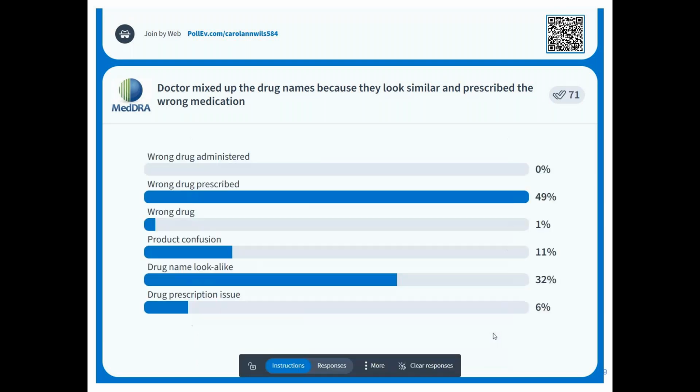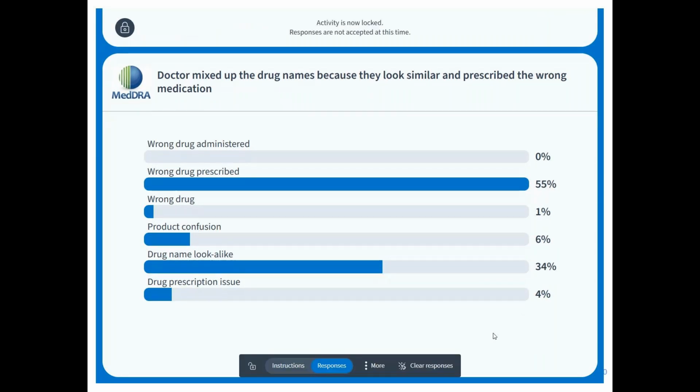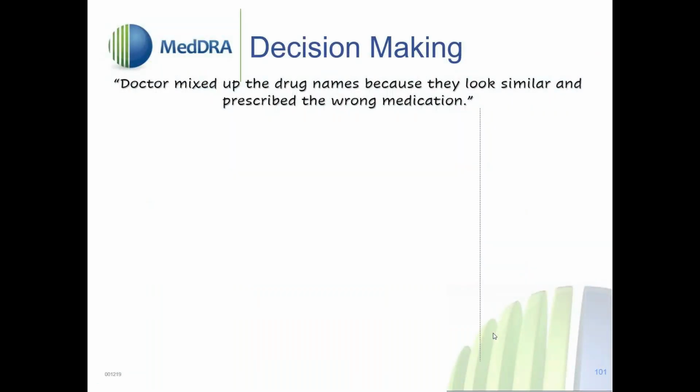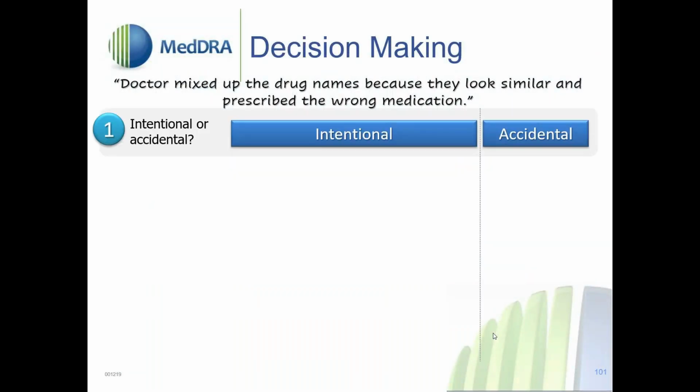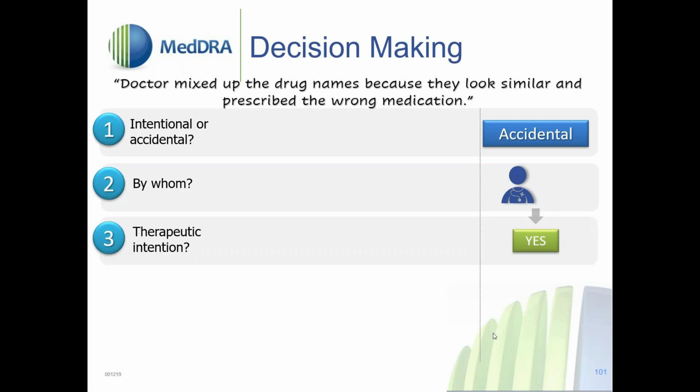Let's see what you're going for. Wrong drug prescribed, drug name look-alike. Yeah, these are the favorite answers here, and this is completely correct. Let me close the poll and again use our decision chart. We know that it occurred unintentionally. We also know that it was caused by the doctor, and we know that this happened in the framework of therapeutic use, so a medication error.